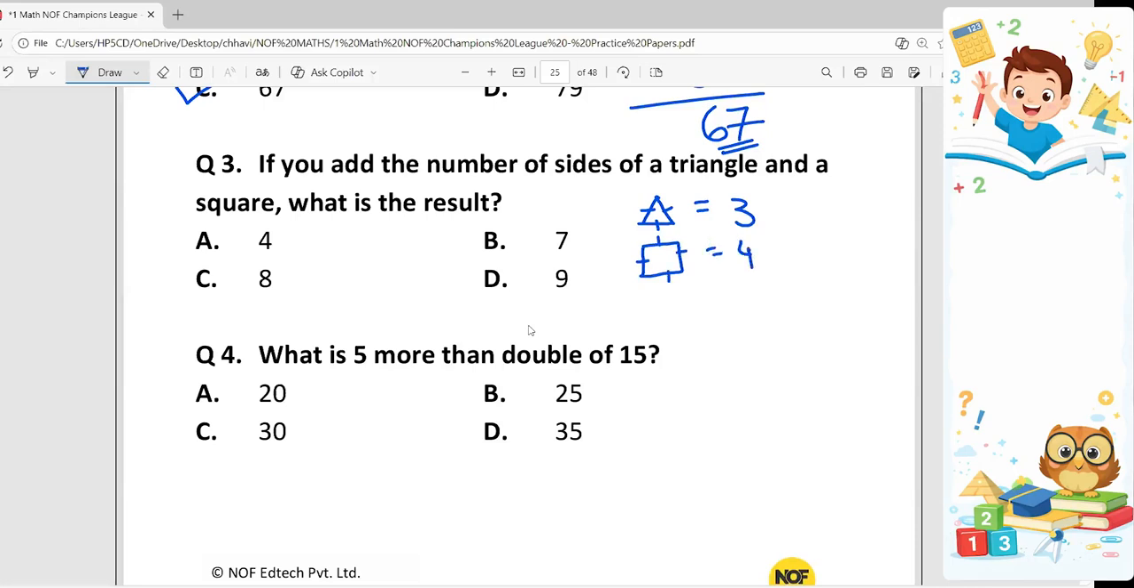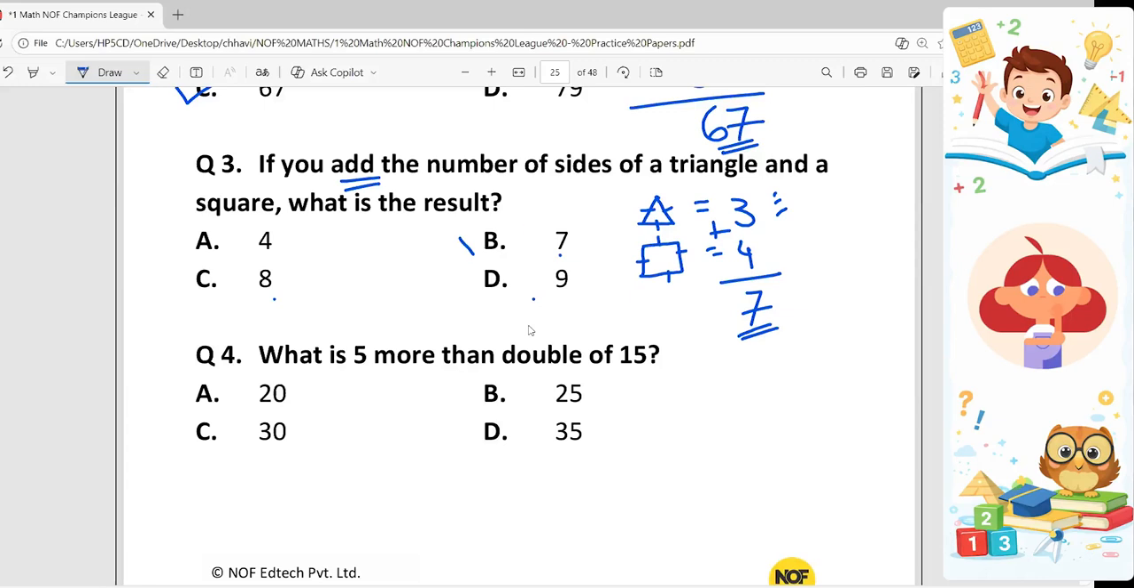So 4 sides. Now what do we have to do? We have to add them. So 4 plus 3 is 4, 5, 6, 7. 7 is the answer. Options are 4, 7, 8 and 9. So the correct answer is option B, 7.